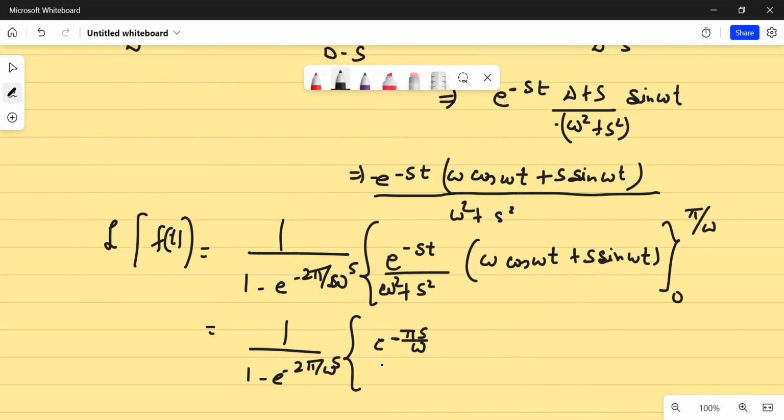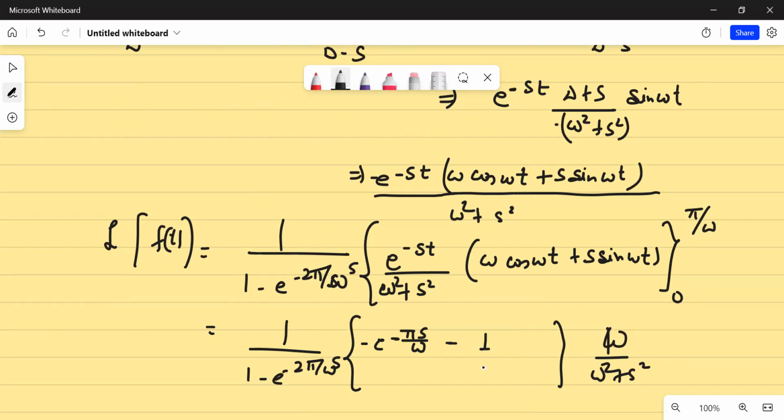So e to the power minus pi s upon omega, and there would be omega square plus s square. So I'll write that part here, because you have to place limits on t, and then this would be some negative term as well, because this is minus 1 and minus of this. So you'll get minus here. And then if I place 0 also, what will happen at 0? e to the power 0 is 1, and this would go to 0, and this would be minus omega. Again omega would come. I'll take omega common out.